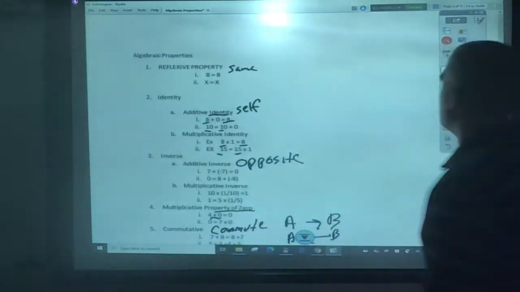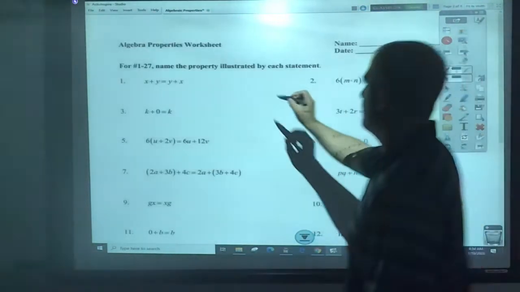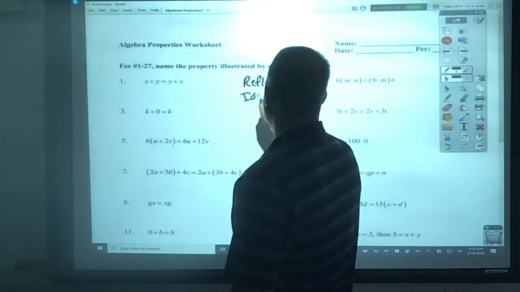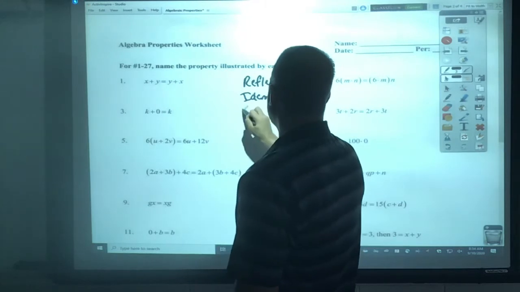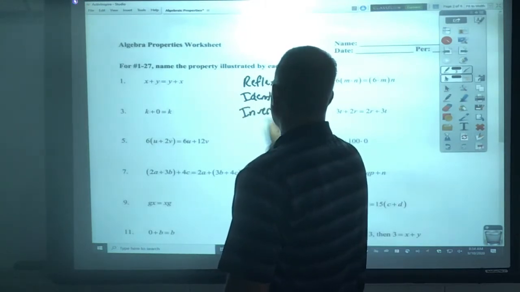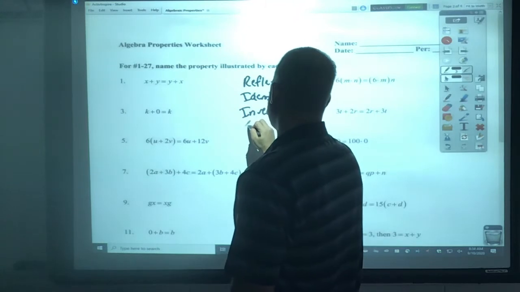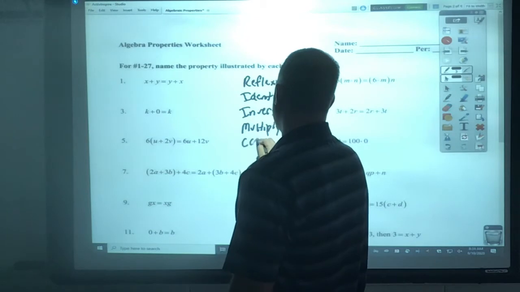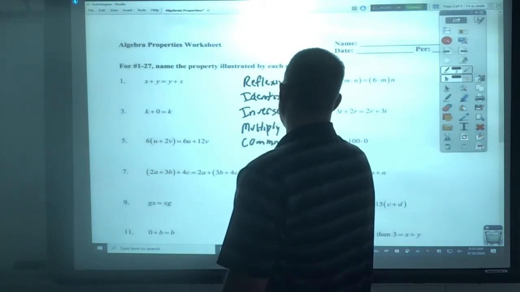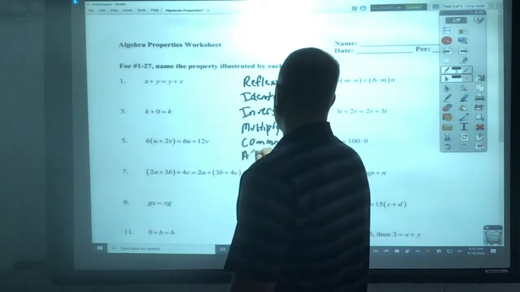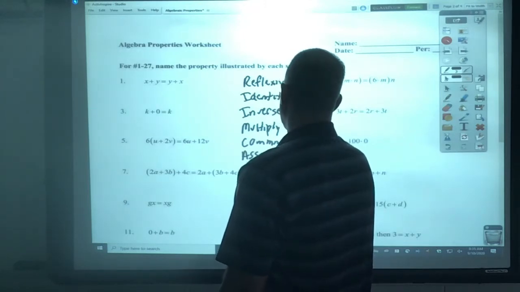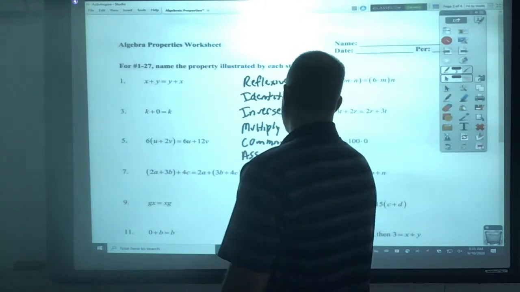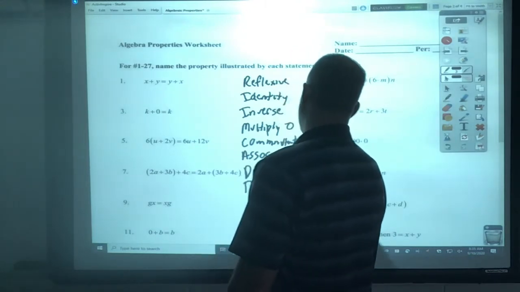From before, we've got the reflexive, the identity, the inverse, the multiplication of 0, so multiply 0. Okay, we've got the commutative, the associative, the distributive, and the transitive property. Okay, so those are the names.